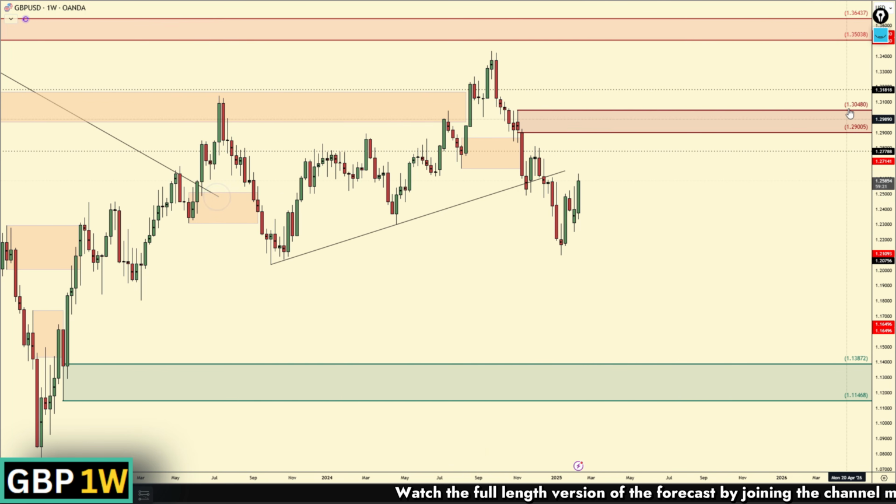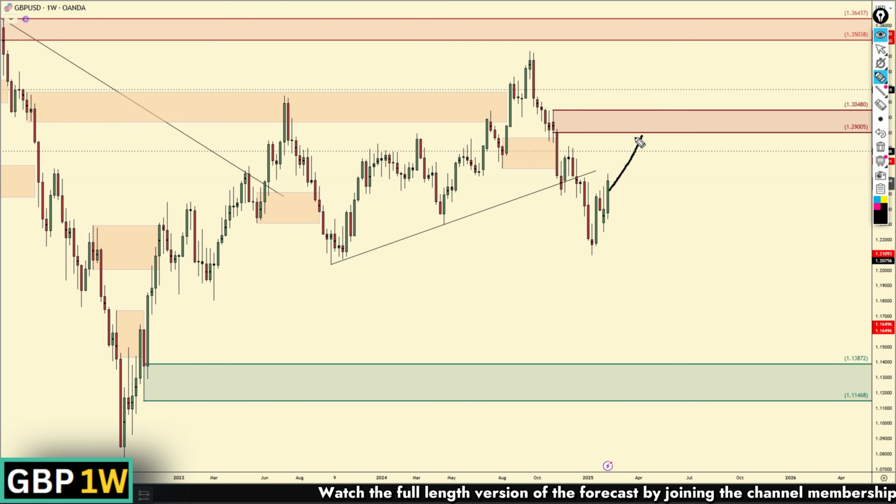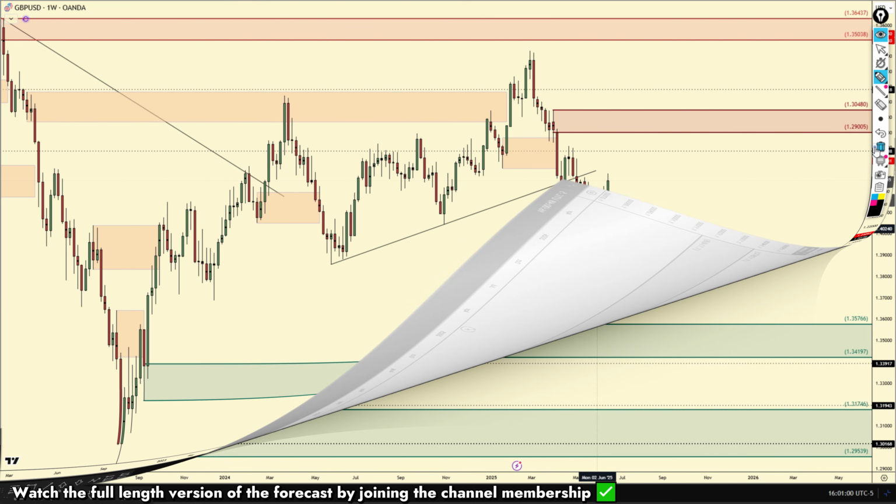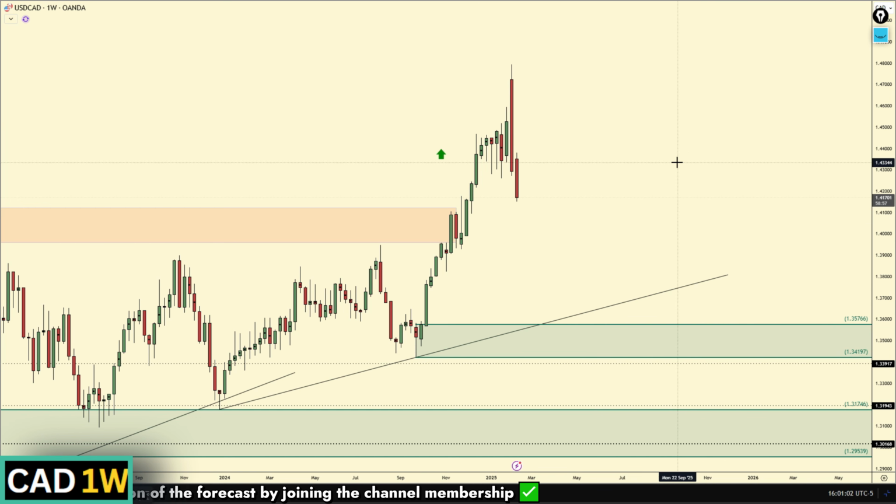And back to the weekly time frame, we have tons of profit margin up to 1.29, where then we should definitely be looking to switch to shorts, or at least be taking profits on our longs on the GBPUSD. On to the forecast for the USDCAD.